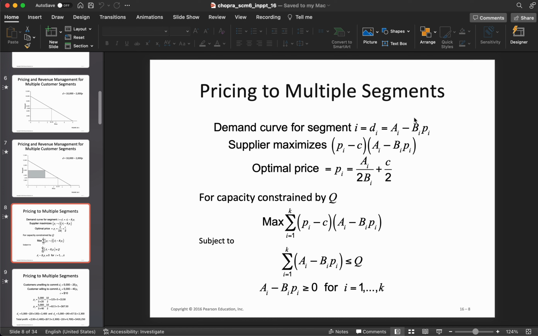So how does the supplier maximize its profit? If demand is Di, the profit is the difference between price and cost times the demand. So price minus the cost. C is the cost to you, the $9,000 that you're being charged. So whatever price you sell it at minus C, times the demand that you have, this is what determines the total profit that you make.